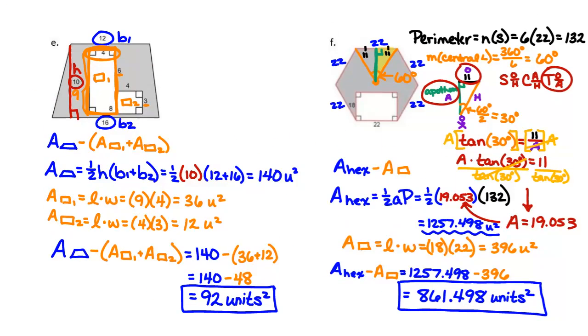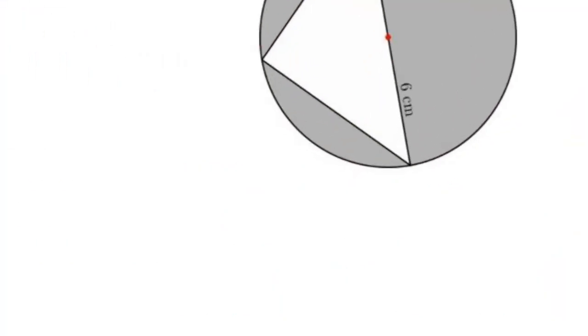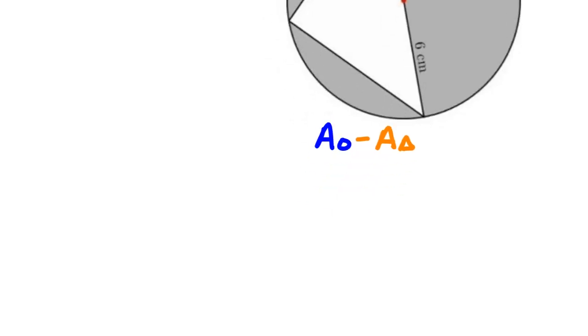All right, one last problem that I want to touch on. We're going to skip G and just do H. What kind of shapes do we have in part H? A circle and a triangle, absolutely. Which one's bigger? Circle. So we're going to do the area of the circle, the bigger shape, minus the area of the triangle.